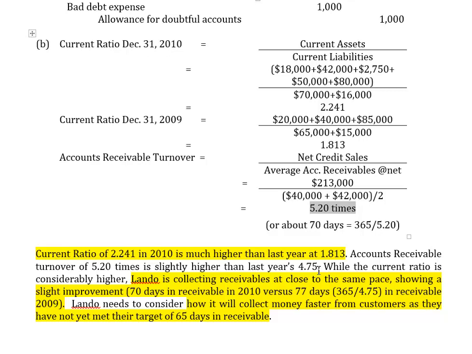Now, how many days are our receivables outstanding? You remember that meant the number of days that our receivables would be outstanding, and again, you did this in your studies in CB 101, you would have calculated 365 divided by the accounts receivable turnover ratio to give you 70 days. So it's taking us now around 70 days to collect our receivables.